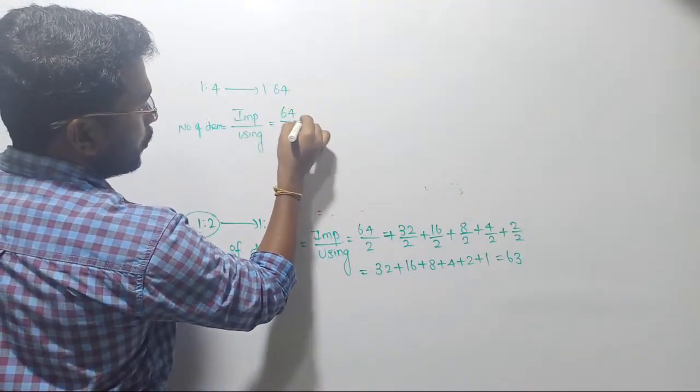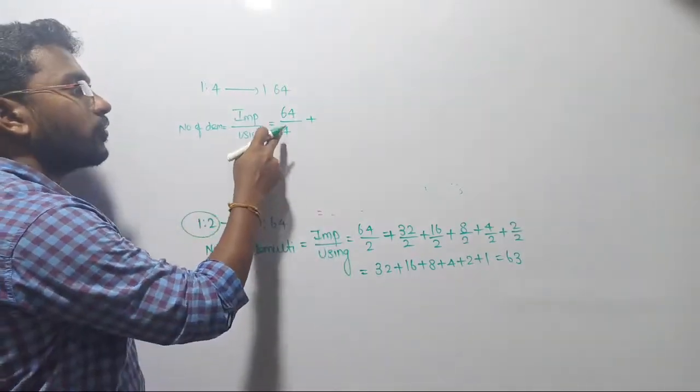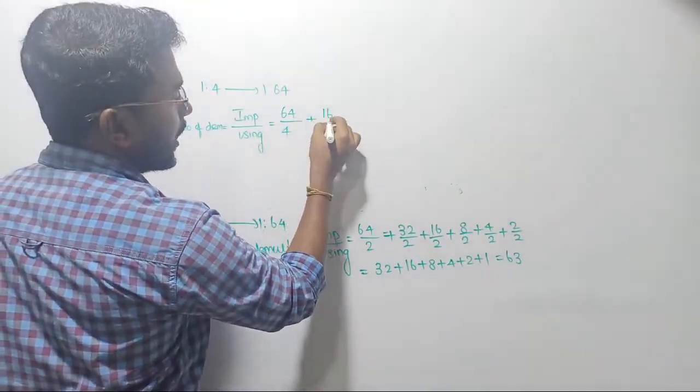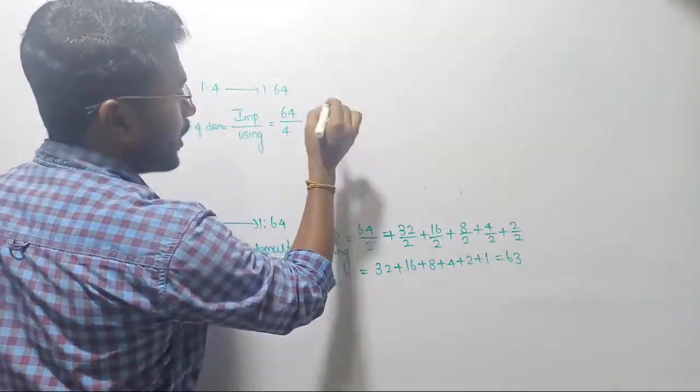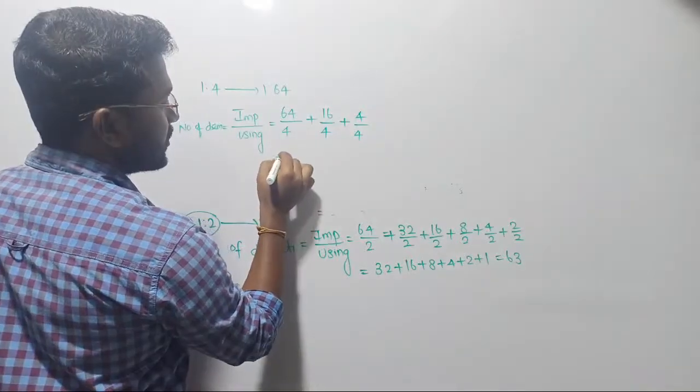Let's see the answer for this one. 64, again we have to divide it by 4. 16 times 4 will give you 64, of course. Again 16 can be divided by 4. 4 times 4 will give you 16. So 4 also can be divided by 4 once again. So the answer is what?